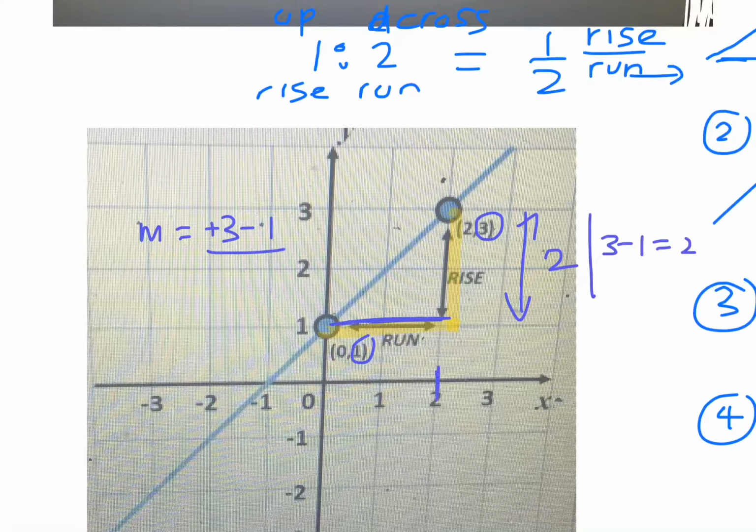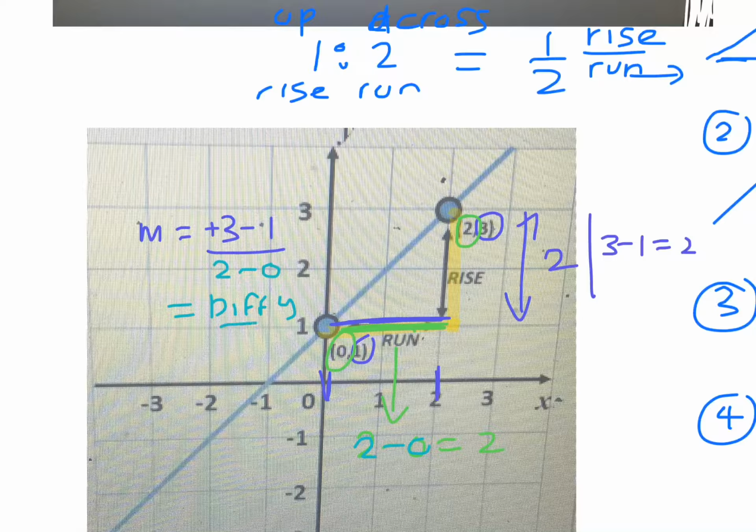This one here goes from 2 to 0, because you see, notice that those are the x values, 2 and 0. So to get that distance, you go 2 minus 0, which is 2. So on the bottom here, you get 2 minus 0, which is 2. You could simply do the difference in the y's over the difference in the x's. And that's 3 minus 1, which is 2, over 2 minus 0, which is 2. So you end up with a gradient of 1.